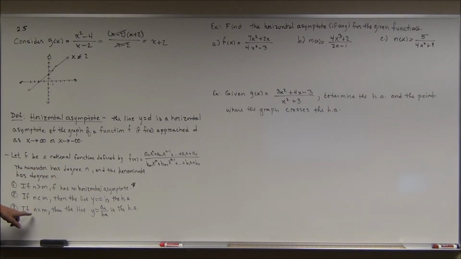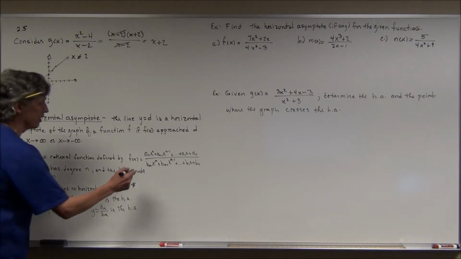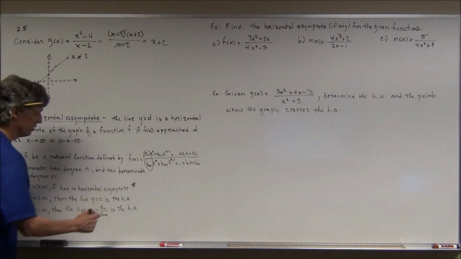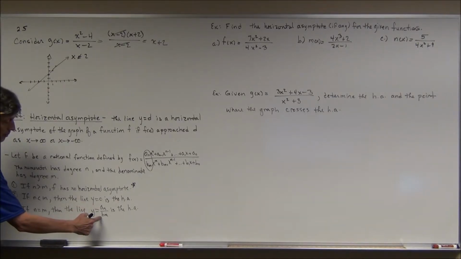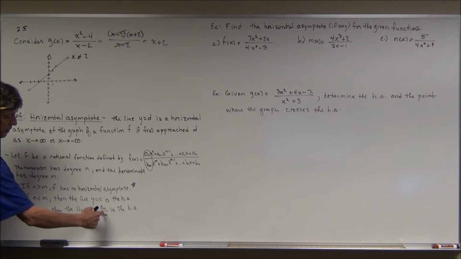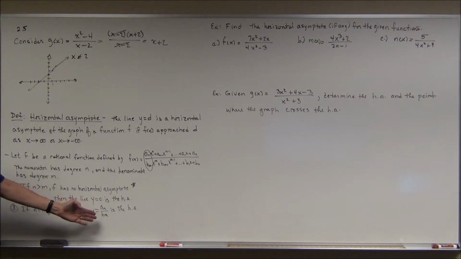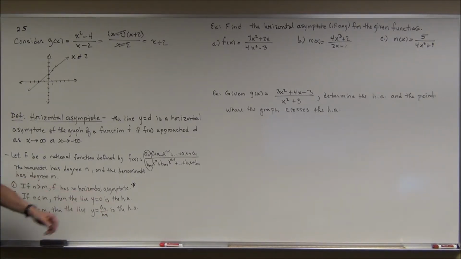And if the degrees are the same, if n is equal to m, if they have equal degree in the numerator and the denominator of this rational expression, then what we do is we take the ratio of the lead coefficients, a sub n over b sub m, and y equals that ratio of values. Those would be two numbers, so this is going to be a constant, y equals this number, the horizontal asymptote.